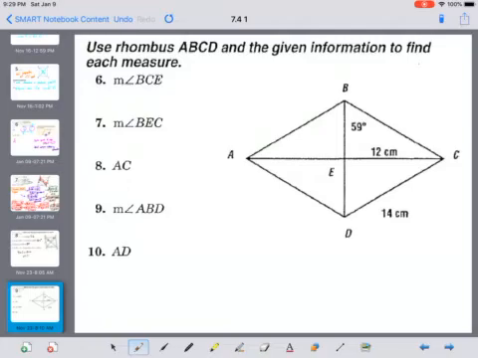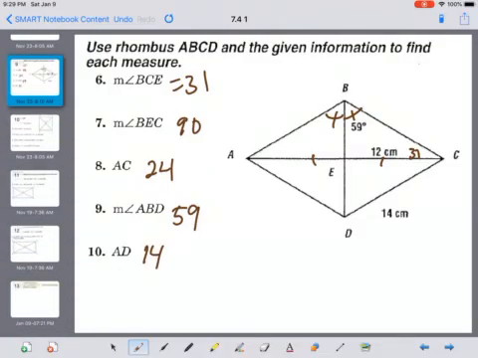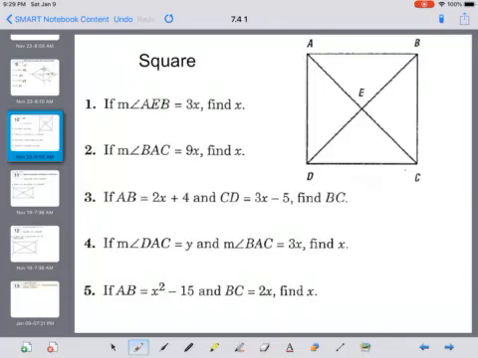And because of the right triangle here, we'll get 31. Perpendicular diagonals. Diagonals bisect each other, so we'll get 24. Bisecting the angles, so I'll get 59. And AD would also equal 14.